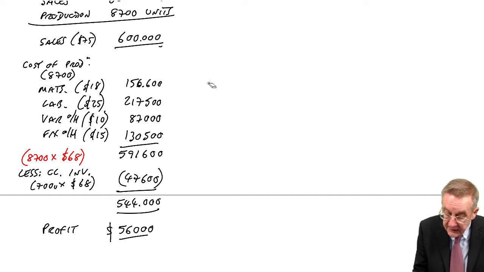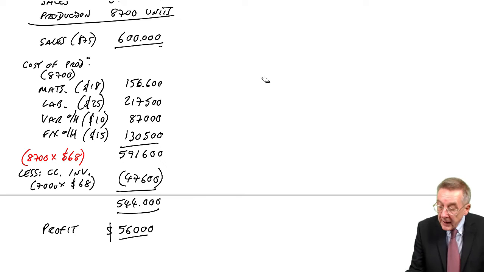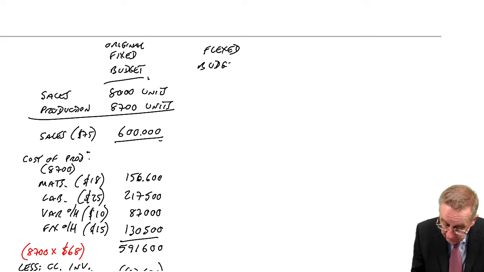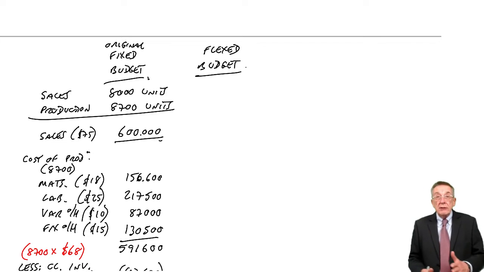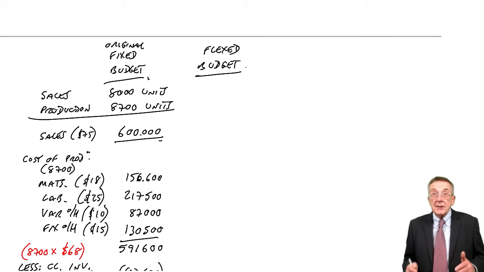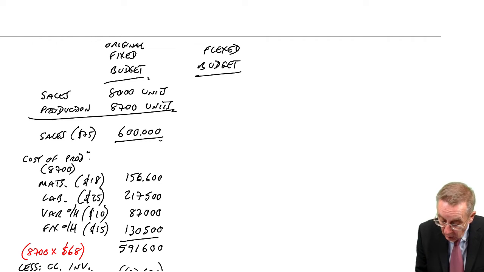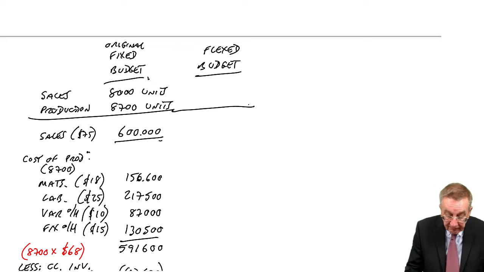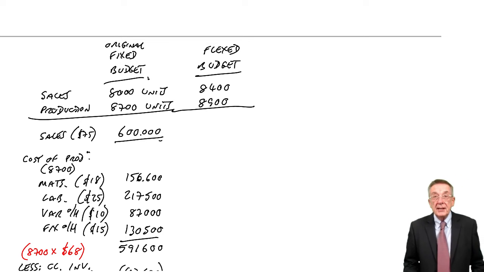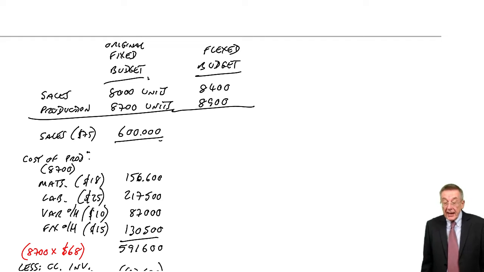And so to make the comparison sensible, we flex the budget. And by flexing, we rewrite the original budget, but based on the actual sales, the actual production. So what were the actual sales, actual production? We actually sold 8,400 units. We actually produced 8,900. So let's now rewrite the original budget.